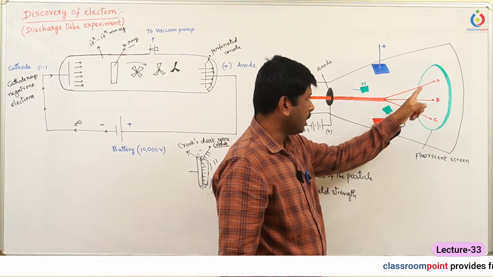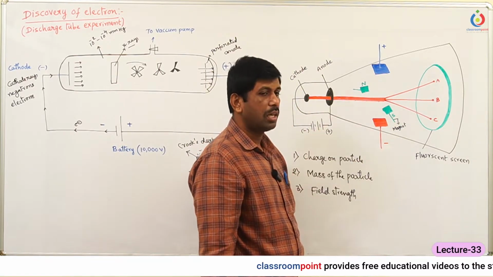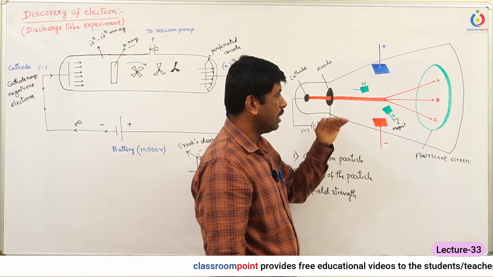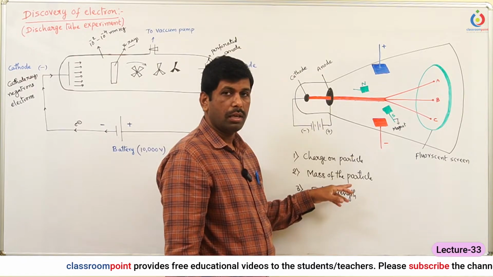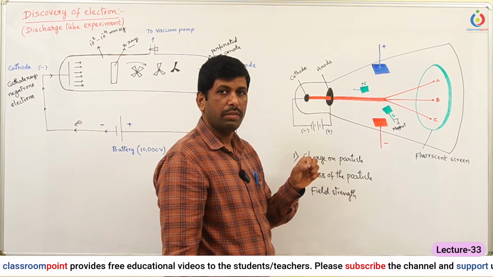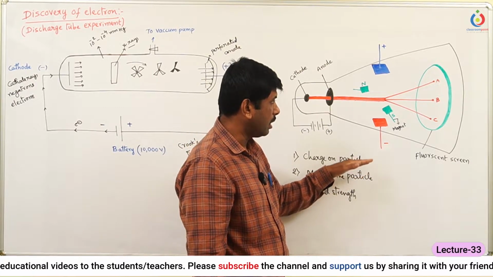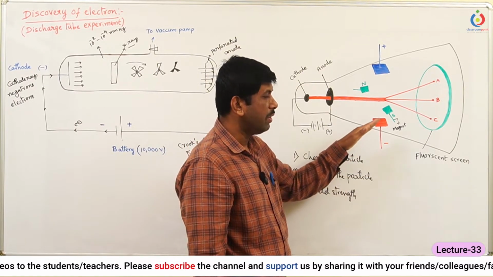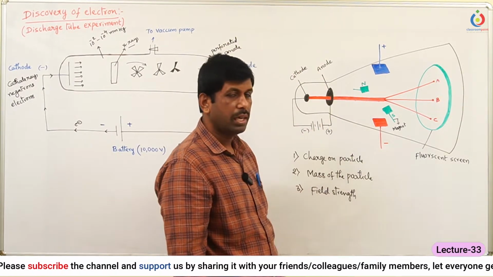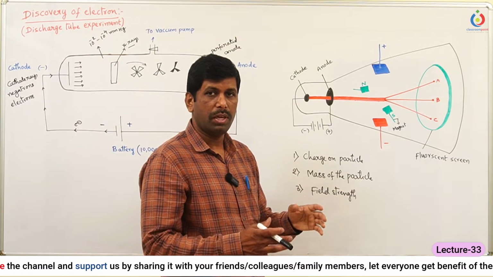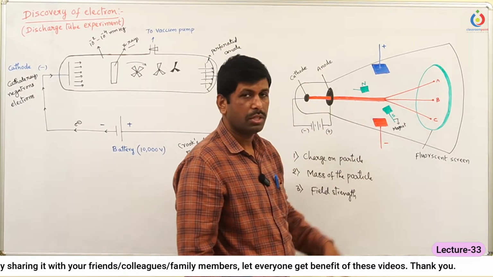When the charge on the particle increases, automatically the attraction by the electric field also increases, so they deviate more. When the mass of the particle decreases, lighter particles deviate more and heavier particles deviate less. So when mass decreases, the deviation increases. For field strength, whether electric field or magnetic field, when we apply a larger field, there is more interaction, and automatically the deviation also increases.